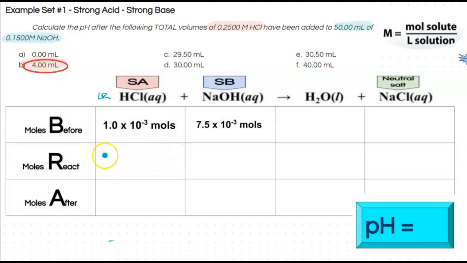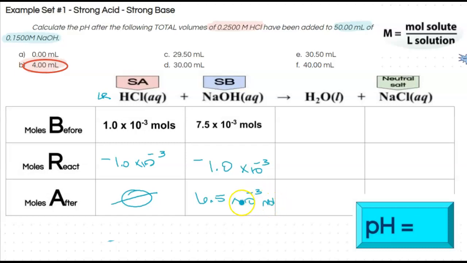So as this reaction moves forward, I use up 1 times 10 to the negative third moles of my acid, and I use up the same amount of the base. So after the reaction is completed, there is no acid left, and I have remaining 6.5 times 10 to the negative third moles of base. And this is the first part.